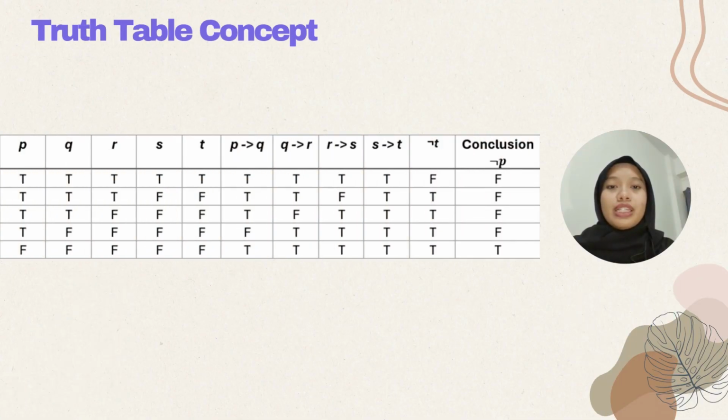To confirm validity, we use a truth table. We check all possible values of P, Q, R, S, and T. We only focus on rows where all premises are true. In those cases, the conclusion is also true. Therefore, the argument is valid.